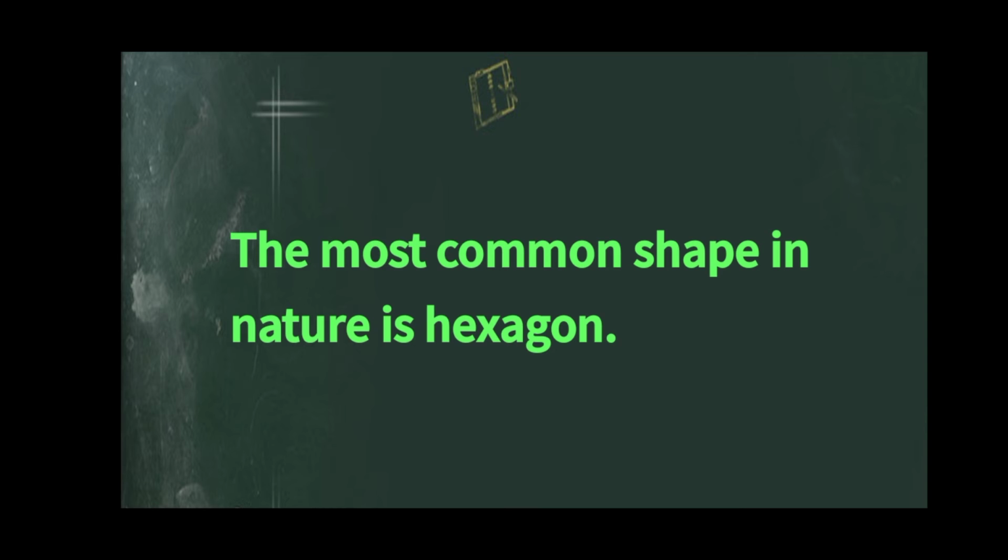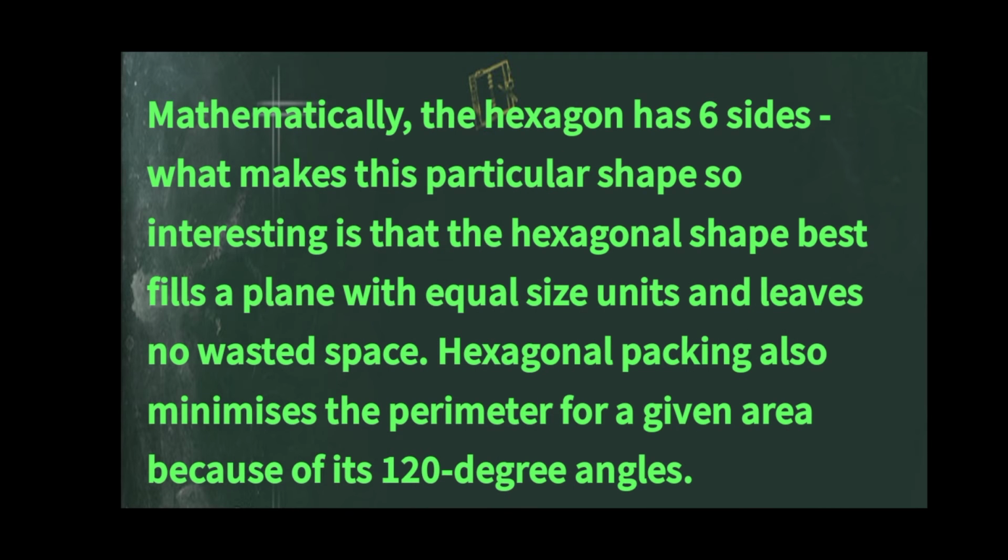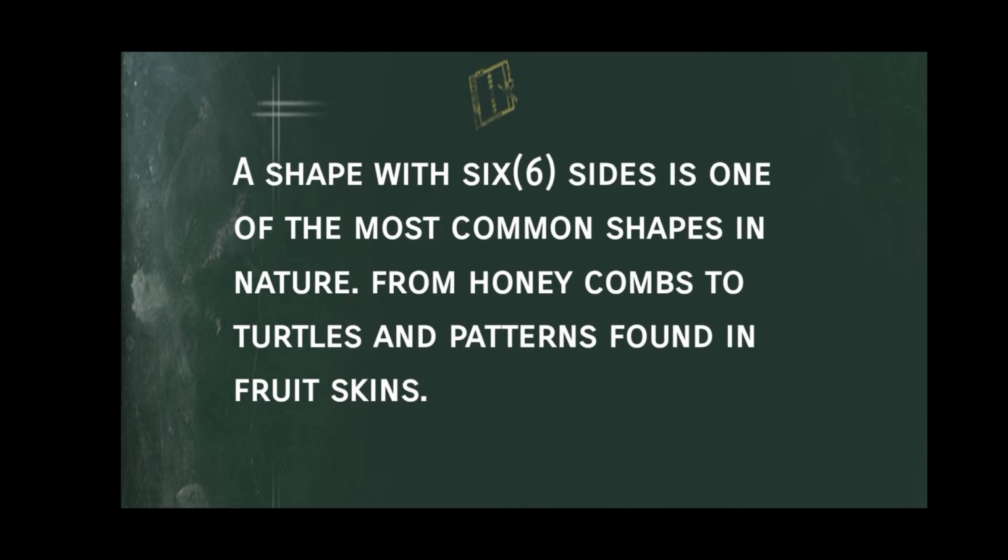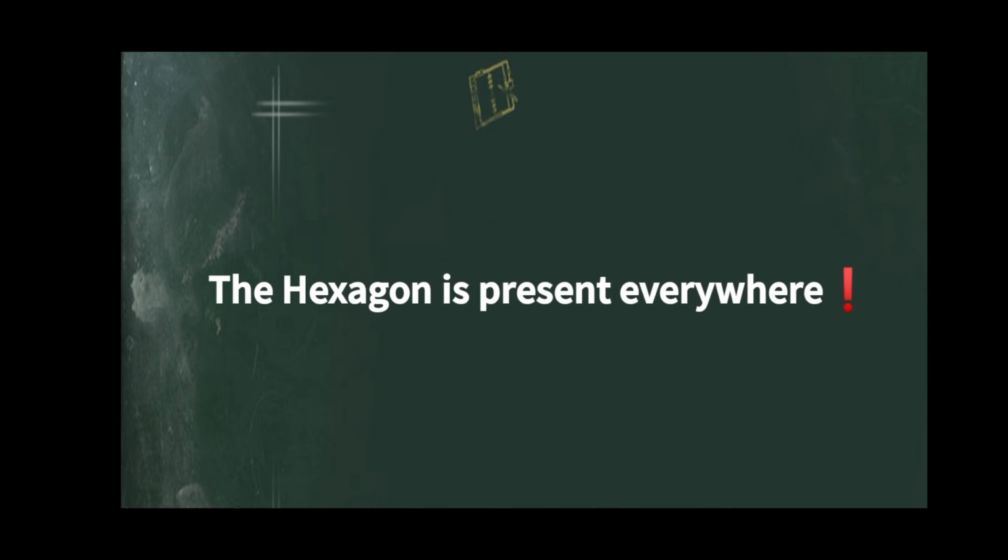The most common shape in nature is the hexagon. Mathematically, the hexagon has 6 sides. What makes this particular shape so interesting is that the hexagonal shape best fills a plane with equal size units and leaves no wasted space. Hexagonal packing also minimizes the perimeter for a given area because of 120-degree angles. A shape with 6 sides is one of the most common shapes in nature, from honeycombs to turtles and patterns found in fruit skins. Hexagons are present everywhere.